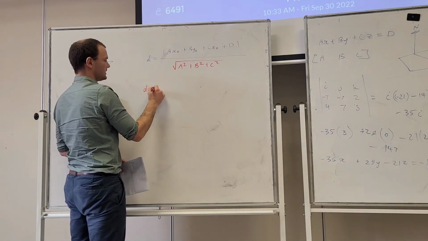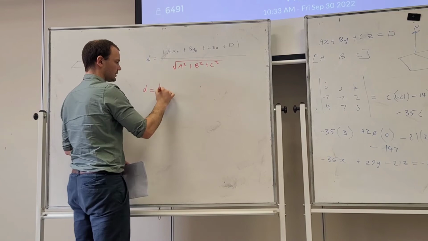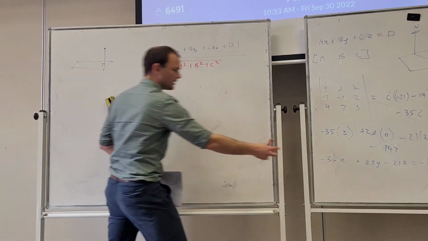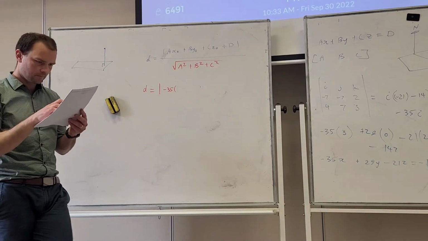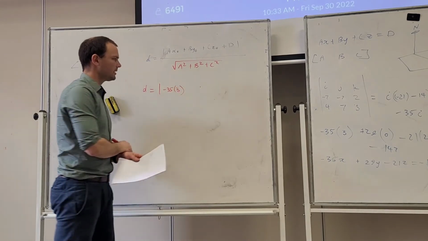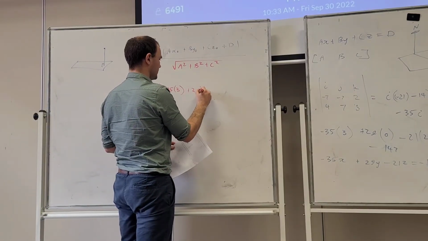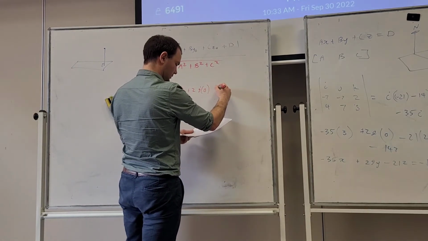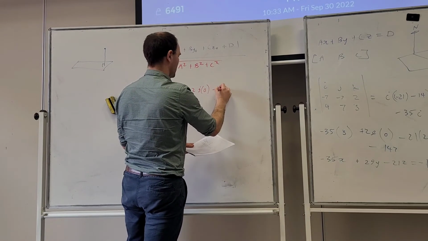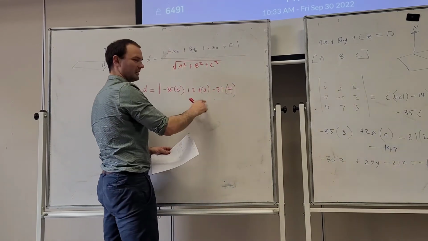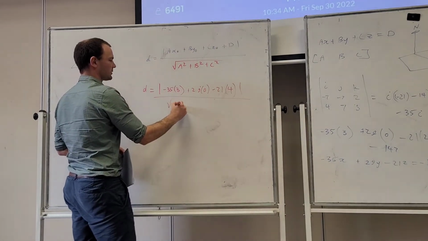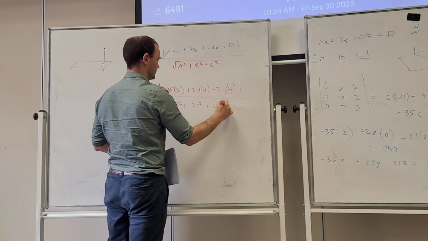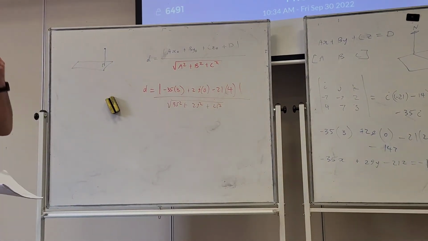So we're going to have D equals the modulus of, so we're just going to make it positive, A, so minus 35, times the x value of the coordinate. What's the coordinate we're interested in? 3, 0, 4. So minus 35 times 3, and then we have plus 29 times 0, and then we have take 21 times 4. Alright, and all that's on top of the square root of 35 squared plus 29 squared plus 21 squared. If you evaluate that, that's going to be the shortest distance between the coordinate and the plane.